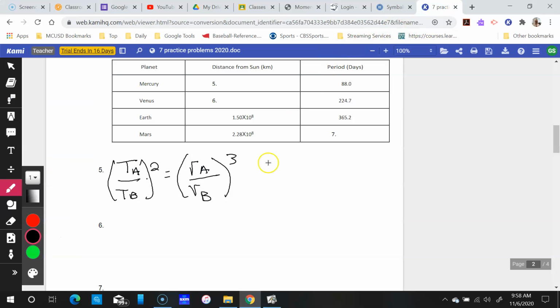I had a couple of emails about how to use Kepler's third law to solve for numbers 5, 6, and 7 in the problem set.